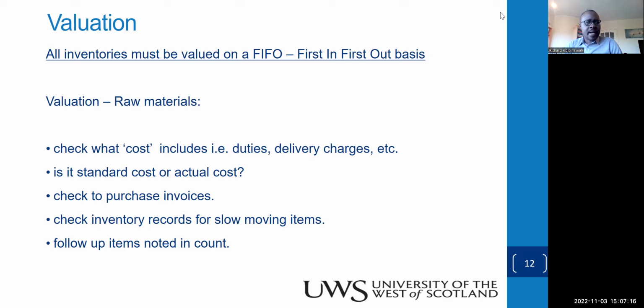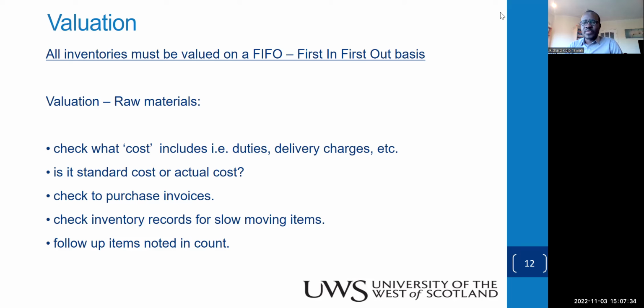Check what costs have been included in the raw materials. For example, are they including the freight charges, the taxes on them, the import duties, any delivery charges? Check whether it is included. Are we using standard cost or actual cost?